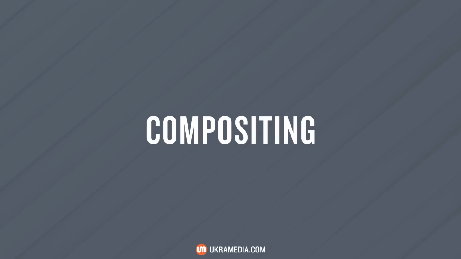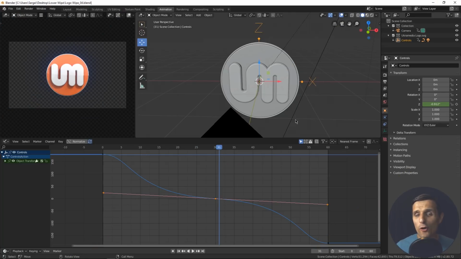All right, so now that we are done with modeling, texturing, lighting, and animation, the next step would be compositing. What that means is this: you want to take the logo and put something behind it and maybe add a vignette and a few other things. So how would you do that in Blender?